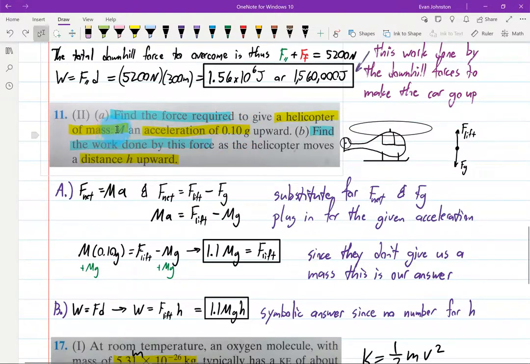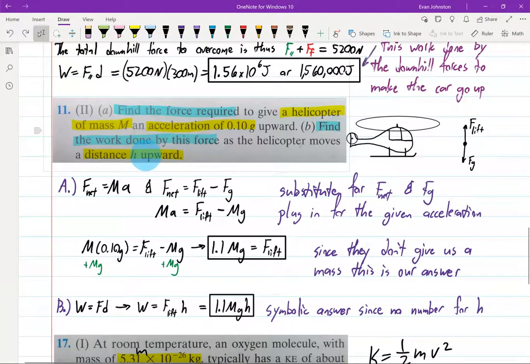They gave us no number for the mass, and they gave us a number for the acceleration. We can multiply this 0.10 by 9.8, and we could get a number for it. And then part B is saying find the work done by this force as it moves up some distance h. So again, they didn't give us a real number.